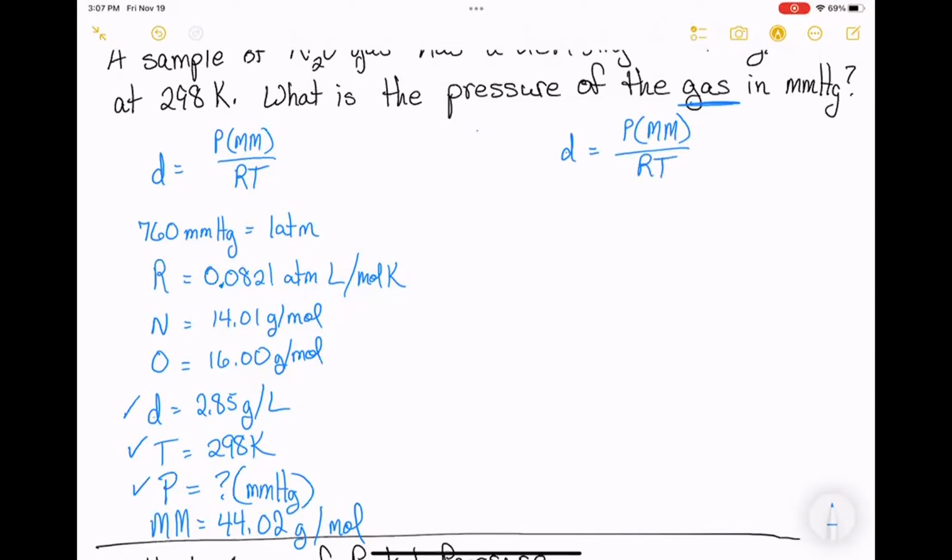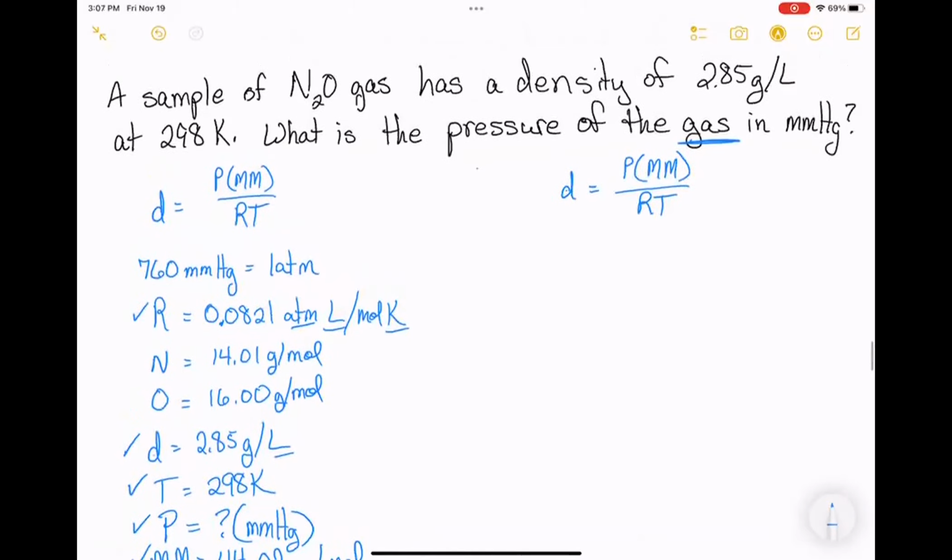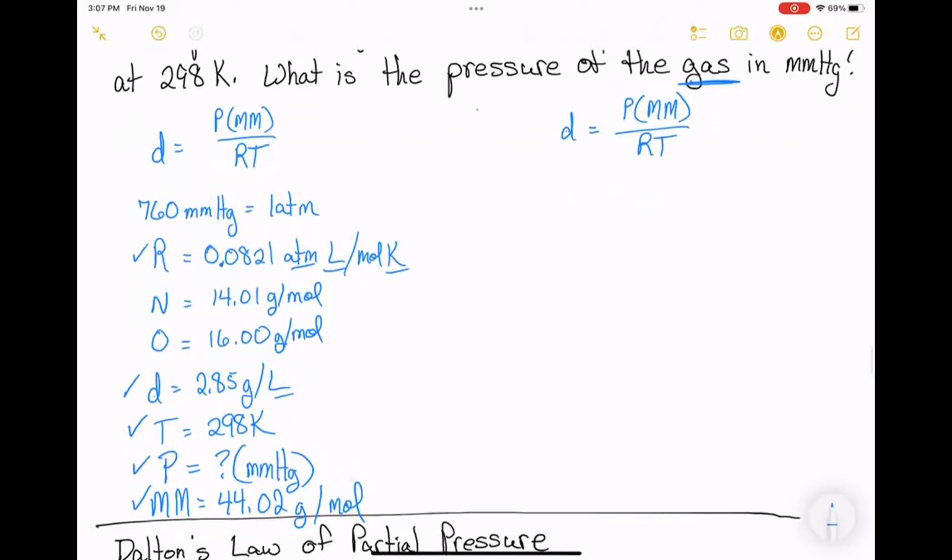Because I needed molar mass, I calculated it for the N2O, and I also needed an R value. The R being the dictator, I watched all of the units that I could and made sure that they were the correct type of unit. I then rearranged this equation to solve for the pressure. So it was the density times RT over the molar mass.